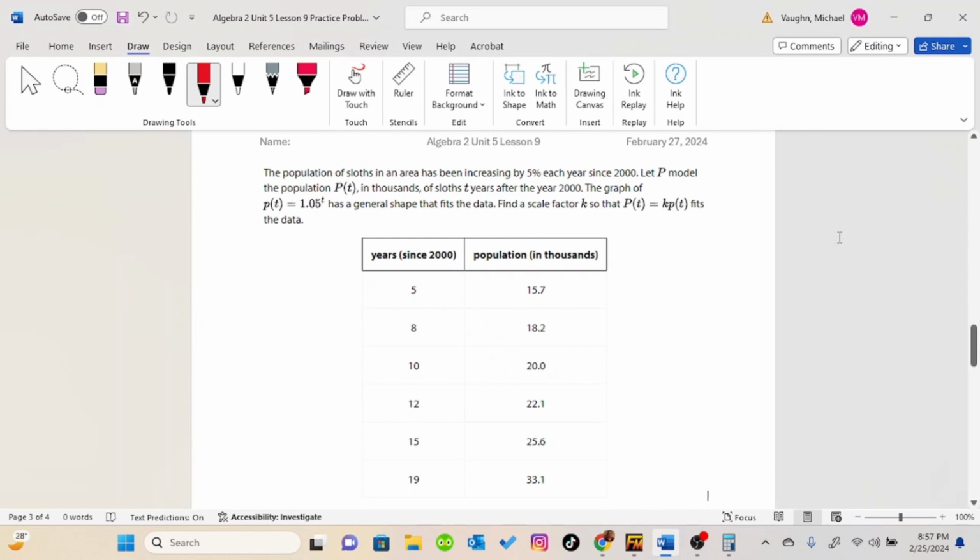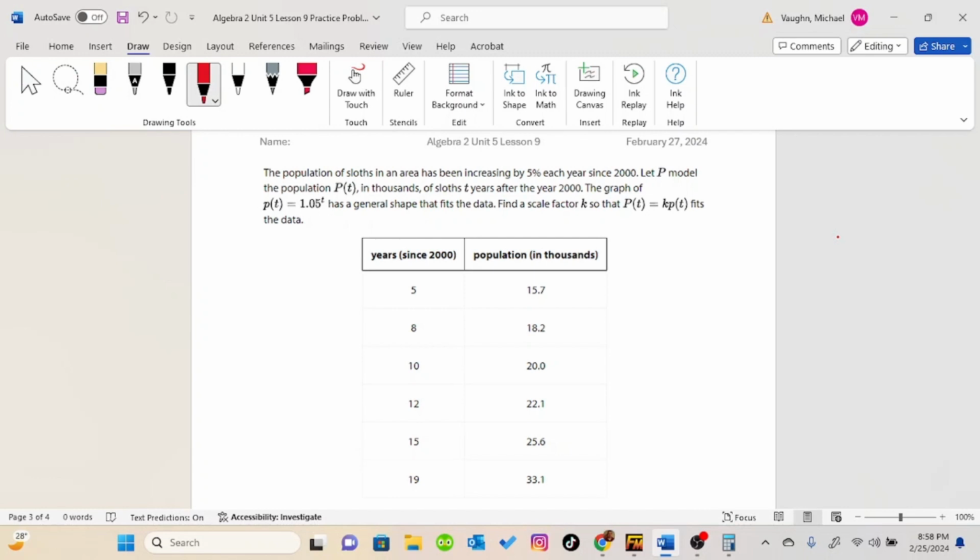The population of sloths in an area has been increasing by 5% each year since 2000. Let P model the population, P of T, in thousands of sloths T years after the year 2000. The graph of p of t equals 1.05 to the power of t has a general shape that fits the data. Find a scale factor k so that P of t equals k times p of t fits the data.